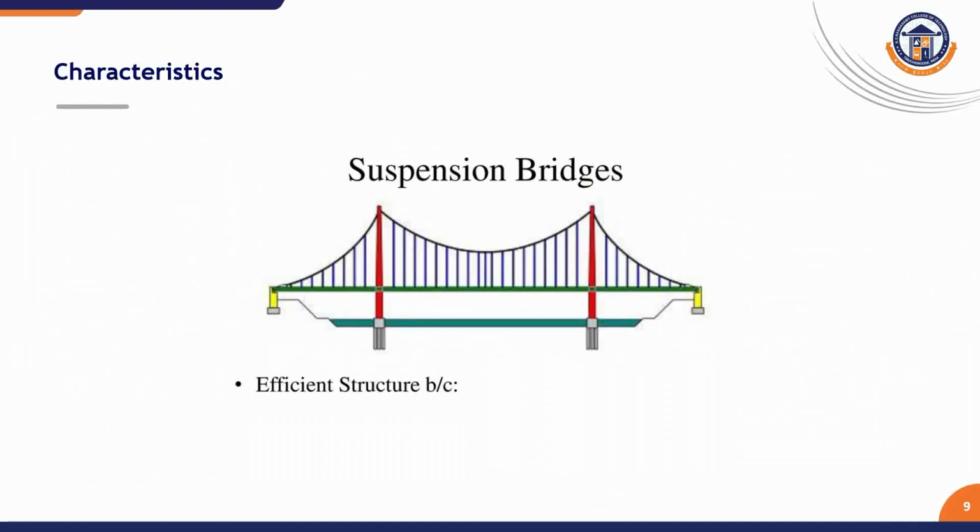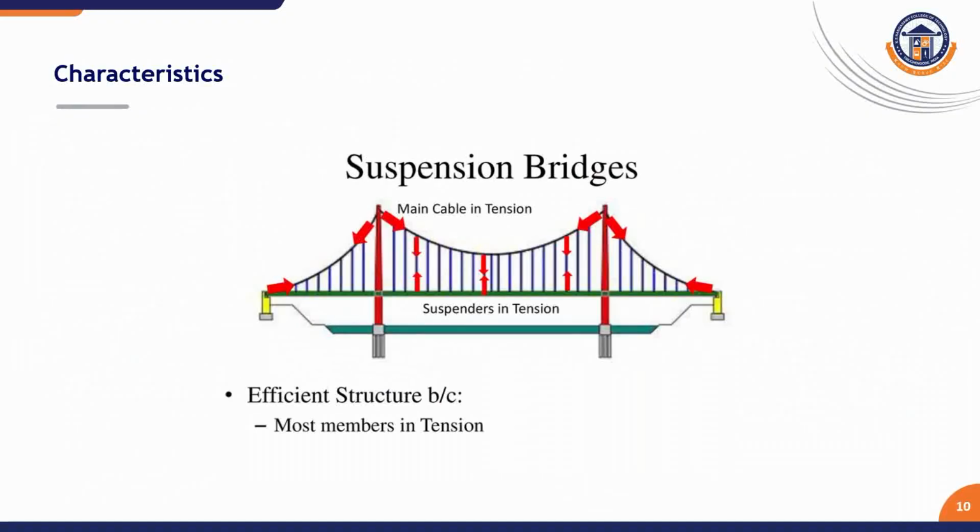So, the characteristics of a suspension bridge. Suspension bridges are known for their long span capabilities, sometimes over 2000 meters. They are more flexible, making them resistant to certain loads but also sensitive to vibrations. Their open design is aesthetically pleasing, but they can be expensive to construct and maintain.